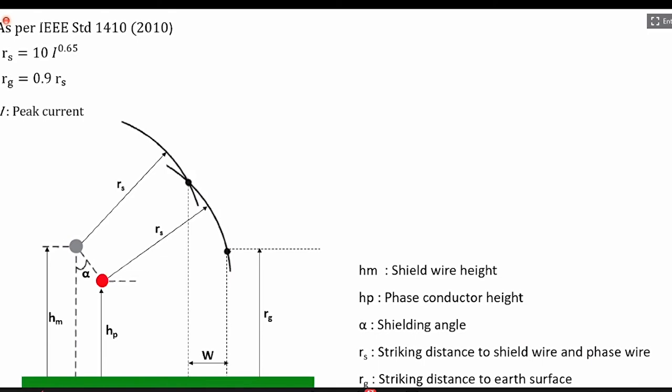So what does that mean? If a lightning comes to a certain point, and a conducting wire and ground are at the same distance, then the lightning current, or the step leader, will prefer going to the conducting wire. And so I hope that you get the idea.